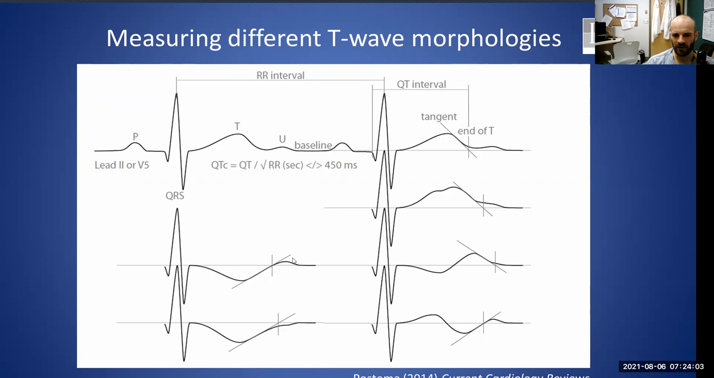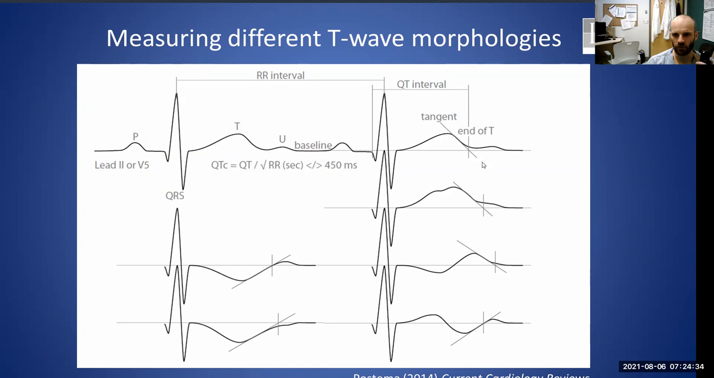If we've got inverted T waves, then once again we're going to follow it up to the isoelectric line, but we're just going to use the negative portion here. We're not going to look at any overlap that occurs afterwards. And similarly here. On the other hand, if we've got a biphasic T wave and the positive portion is much larger than the negative bit, we're going to tend to use that instead. So as you can see, it's quite a simple idea.